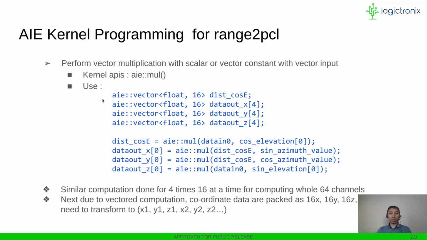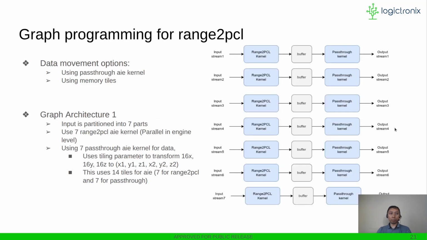So after this we know how the computation in each kernel is going on. Next we'll look into the graph programming. And for graph programming there are 2 options, depending upon the data movement, like how the outputs are processed in your graph. So the first one is using only AI kernel tiles only, you process the memory also.